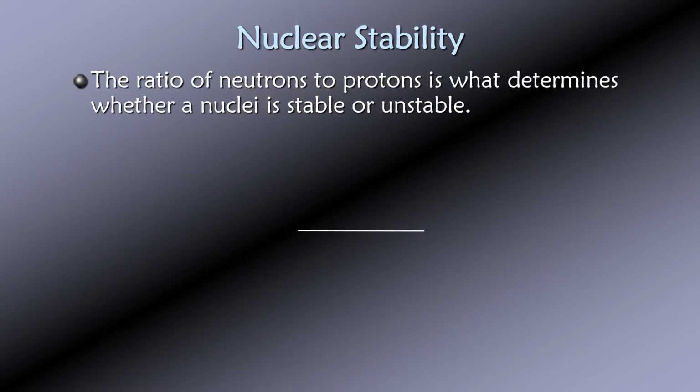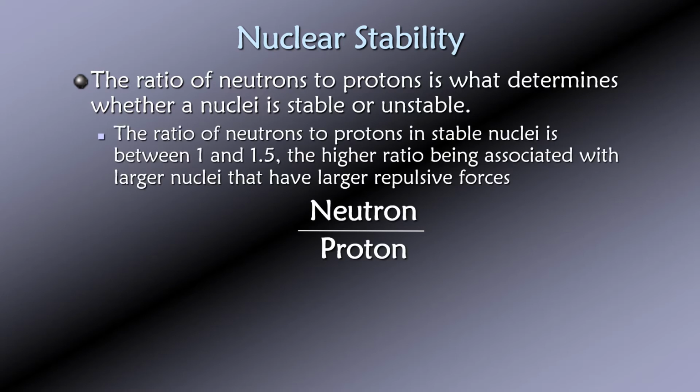So how do we determine if an isotope is stable or if it's unstable? Well, we use the neutron to proton ratio, which means you determine how many neutrons you have in an isotope, divide that by the number of protons. If your answer is between 1 and 1.5, then that isotope is normally considered stable. But if your answer is outside of that range, then the isotope is normally considered unstable.